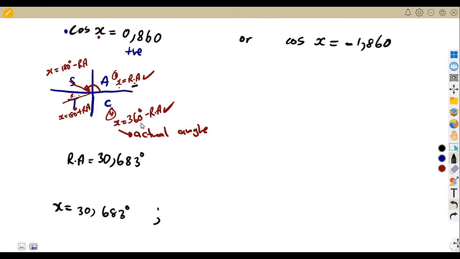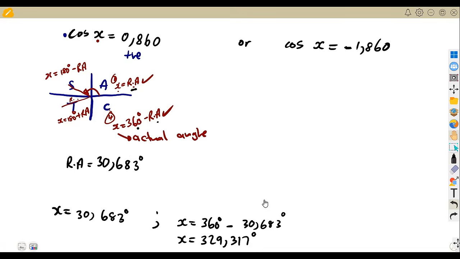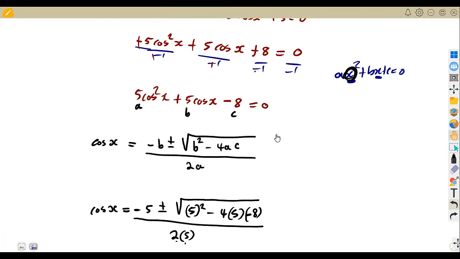The other x that we're going to have, because of cos being positive, our cos is being positive in the fourth quadrant. So it's going to be in the fourth quadrant where x is equal to 360 degrees minus the reference angle. So you're going to subtract the reference angle, which is 30.683 degrees. So this will give us the value of x, which is 329.317 degrees. So we have another x, and from the interval that we are given from 0 to 360, this is what we can take. We can't take any other angle more than this. That is what we can have.